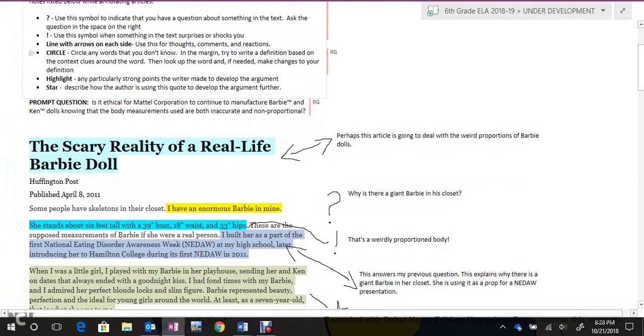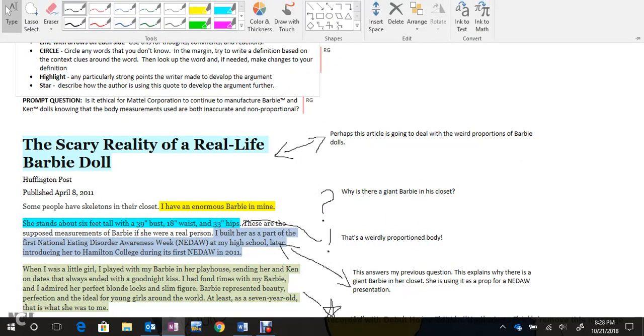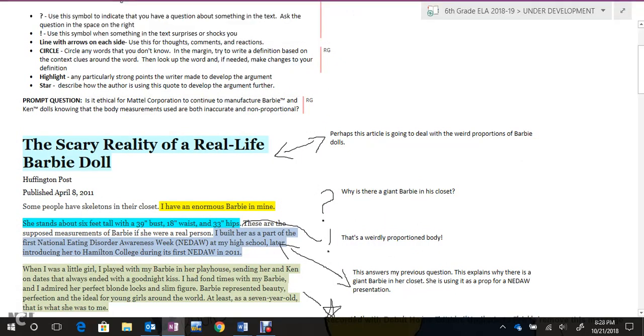Okay. Hopefully it's not going to break this time. You might just draw a line out to indicate that this question mark is going with this. You guys are going to do this on paper and not in OneNote because it's going to work a lot better that way. I might read, "I have an enormous Barbie in mine." Maybe the obvious question there is, why is there a giant Barbie in his closet? That's kind of weird.